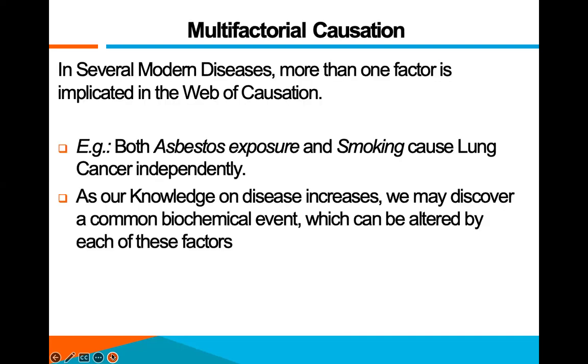Let's look at multifactorial causation. As the name implies, multifactorial means that a number of factors come into play. With the direct, we have one to one. But the moment it becomes multifactorial, it means one to many. In several modern diseases, more than one factor is implicated in the web of causation. For example, we know from research that exposure to asbestos and smoking can cause lung cancer independently. However, our knowledge of disease has increased, and we may now discover that in spite of the asbestos exposure, there is a common biochemical event that can be altered by each of these factors, and this, as I said, can lead to lung cancer.